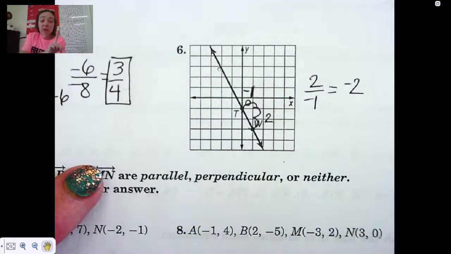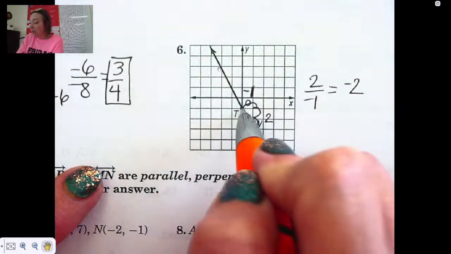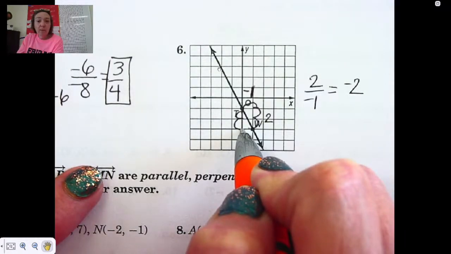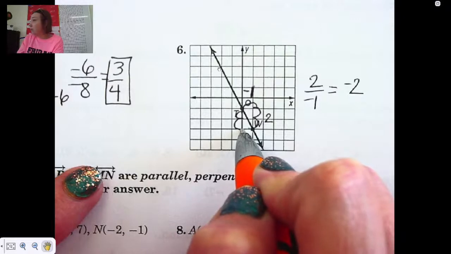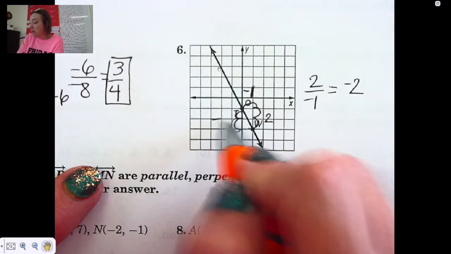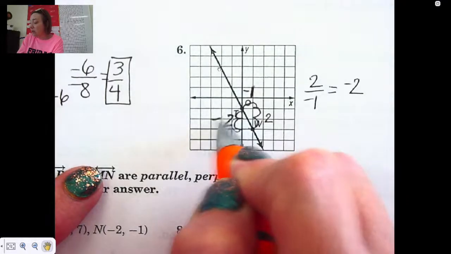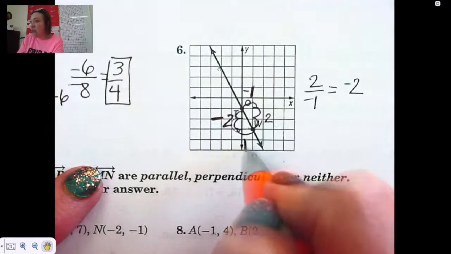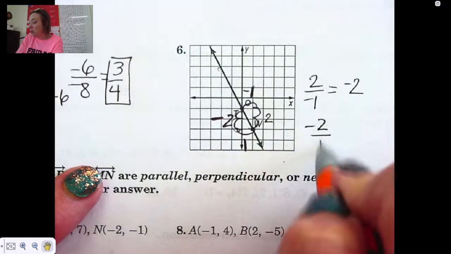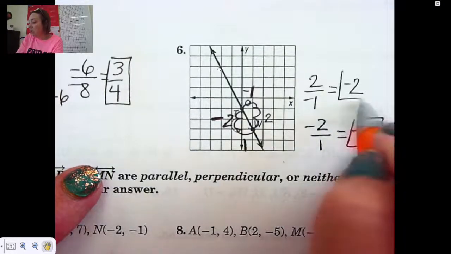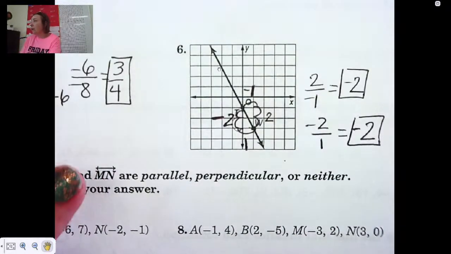Or what if we went from T to W? How would that change things? So, no, it would still be negative 2. But we went down 2, so that makes that a negative 2 here. And then over this way, that makes that a positive 1. So we would have a negative 2 and a positive 1. What's it still going to be? It's still going to be negative 2. So it's still negative 2 either way.